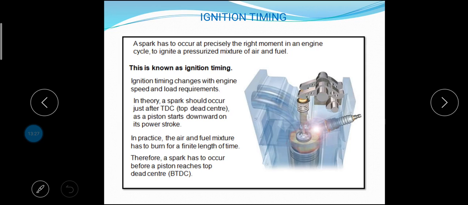Next, what is ignition timing? A spark has to occur at precisely the right moment in an engine cycle to ignite a pressurized mixture of air and fuel. This is known as ignition timing. So ignition timing changes with engine speed and load requirements. In theory, a spark should occur just after top dead center as a piston starts downward on its power stroke. In practice, the air and fuel mixture has to burn for a finite length of time. Therefore, a spark has to occur before a piston reaches top dead center.